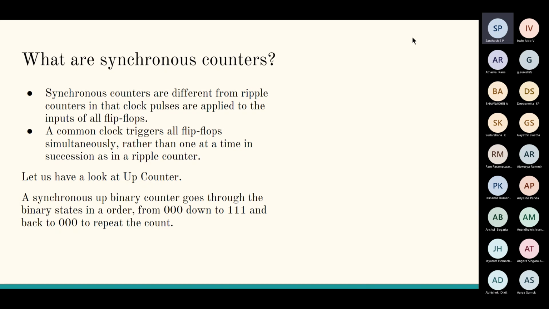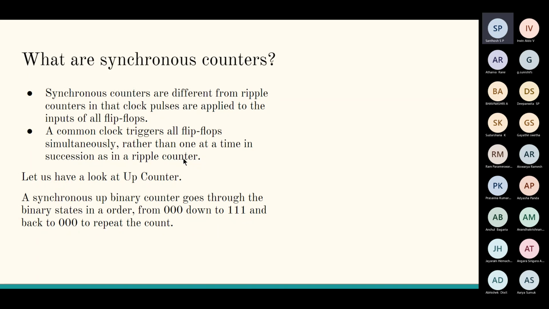Everything is the same as the ripple counter. We mostly use T flip-flops to do it. But the main difference is we use the same clock for these 3 flip-flops. As you can see, a common clock triggers all flip-flops simultaneously rather than one at a time in succession as in a ripple counter. So we use the same clock to trigger every flip-flop. So we can say that all the flip-flops are synchronized. That's why these are called synchronous counters.